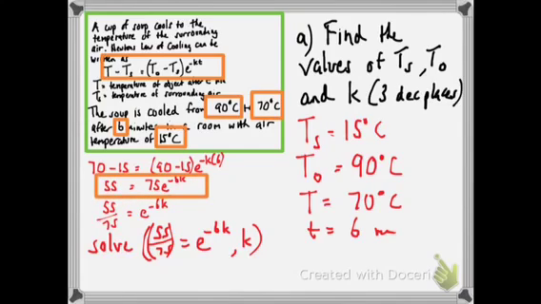Okay, now if we do that, we get a value of k to 3 decimal places of 0.051 is the answer to that one. So k equals 0.051. So there's the answer to that one.